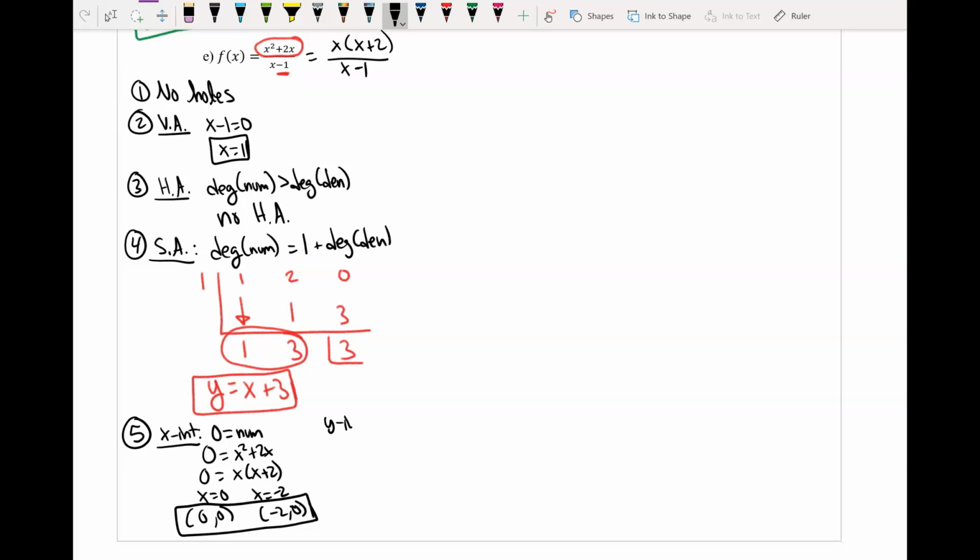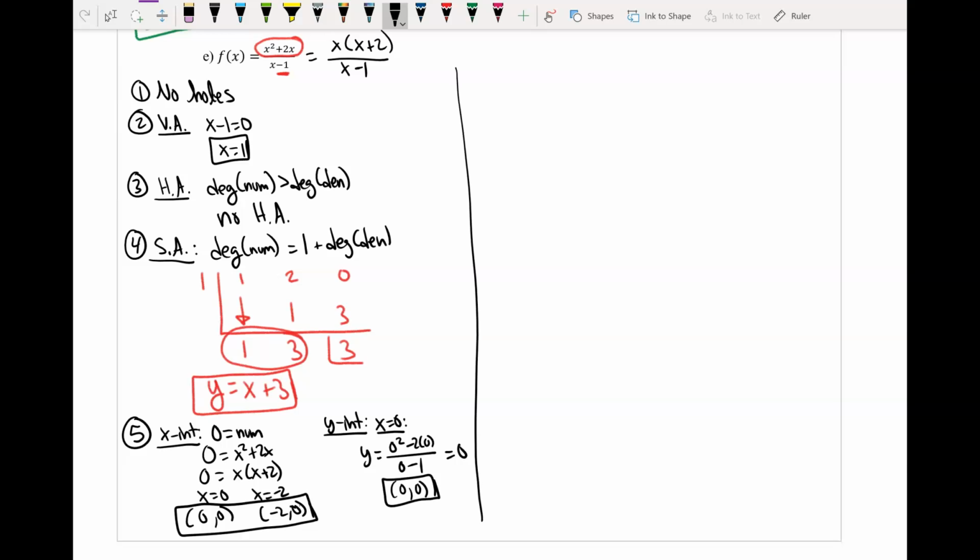And now when we look at my y-intercept, we'll get x equals 0. So you're going to get y equals 0 squared minus 2 times 0 over 0 minus 1. I'm just plugging it back into the original. And this just gives me 0. So the y-intercept will be 0, 0.